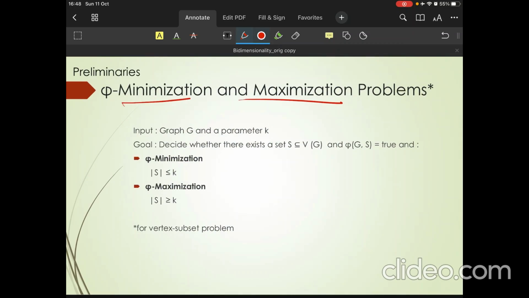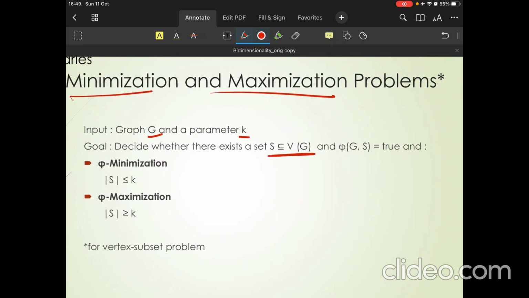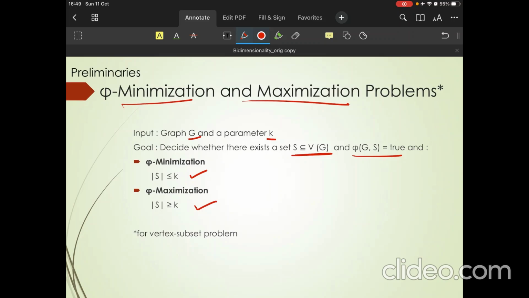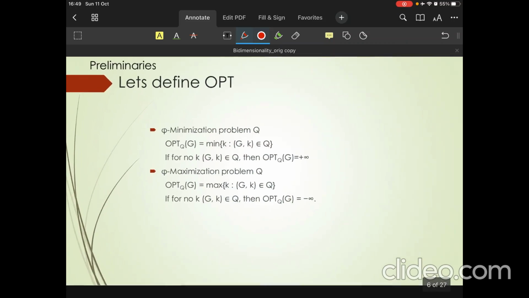Similarly, phi minimization and phi maximization problems are defined as: given a graph G and a parameter k, you have to decide whether there exists a subset of vertices. You can take edges if it is a vertex or edge subset problem, and you have to decide whether the instance belongs to the problem, that is phi(G, S) is true, and for a minimization problem you have to minimize the cardinality of given S, and for maximization you have to maximize, or it should be greater than or equal to k for a feasibility or decision problem.